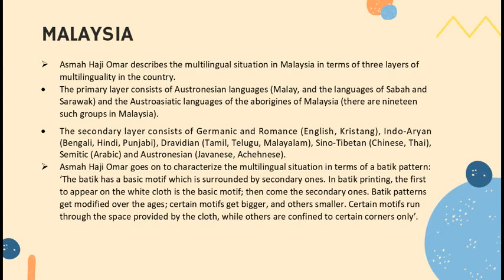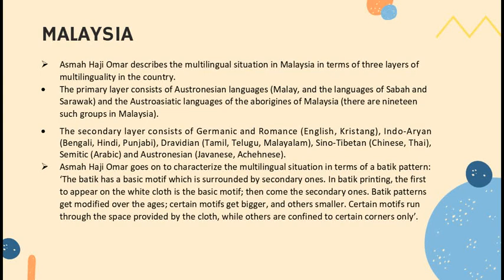And now for the status and function of English, starting with the first country, Malaysia. As Mahaji Umar describes the multilingual situation in Malaysia, it can be seen in terms of 3 layers of multilinguality in the country. The primary layer consists of Austronesian languages, which include Malay and the languages of Sabah and Sarawak, and the Austroasiatic languages of the Aborigines of Malaysia. So there are 19 such groups in Malaysia.